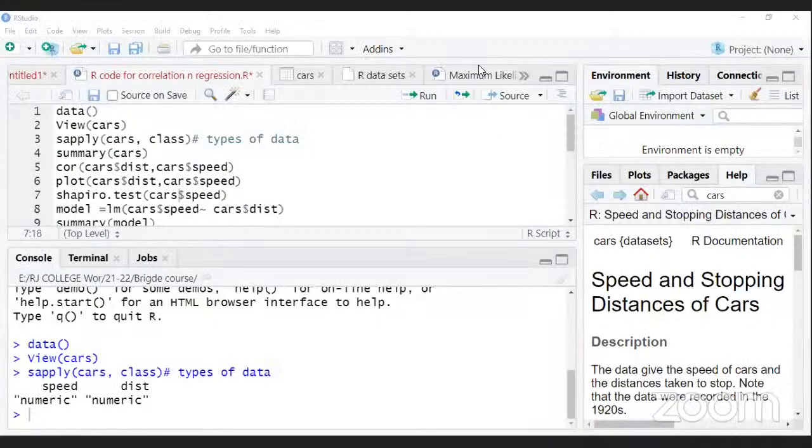There's some technical issue with the network, but now we have to face it. No problem. Okay. Are you able to see the screen now? Yes.